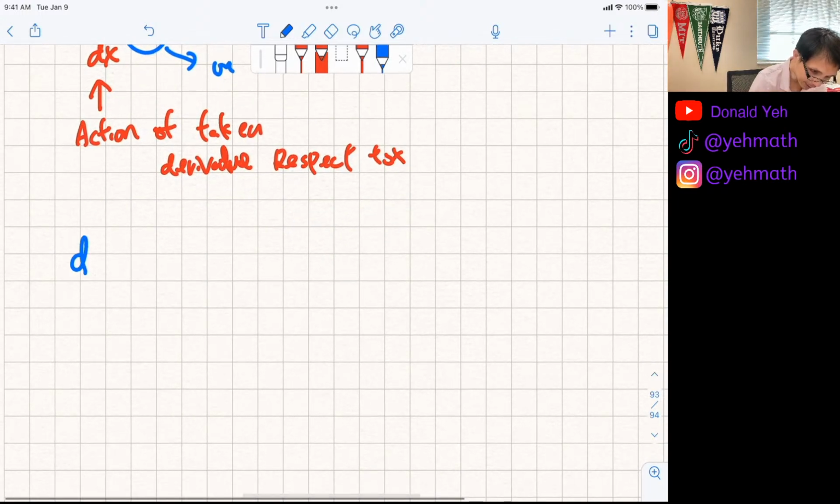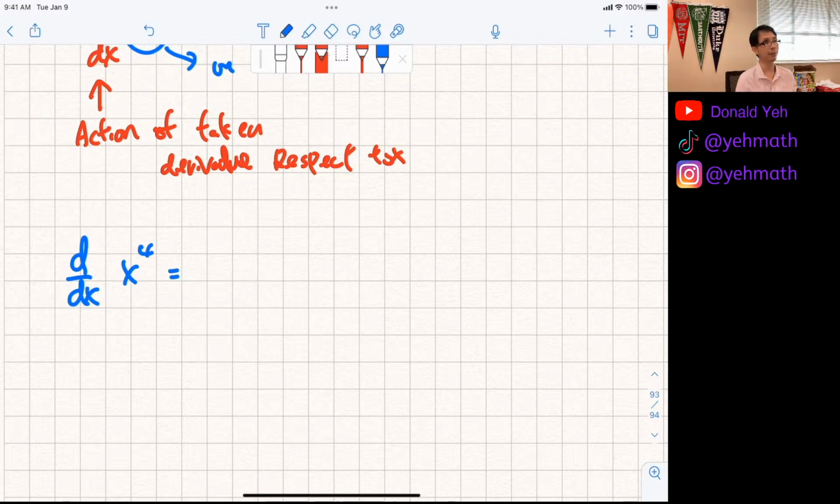So let's practice. Take the derivative of x to the 4th. What do you think the derivative of x to the 4th is going to be? 4x cubed. Oh my god, you guys are so smart. Such a genius. Honestly, I got that really fast. Yeah, I was actually enjoying math.